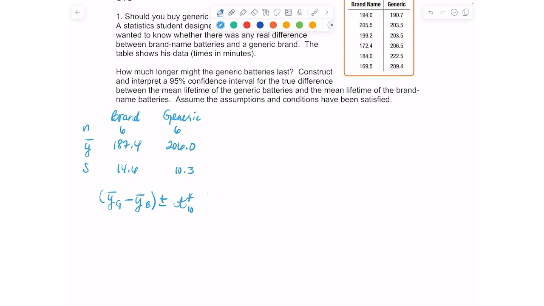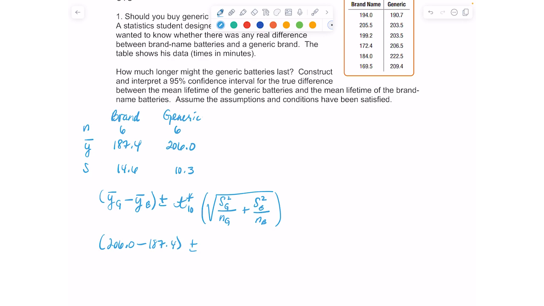And then you've got your standard error. So here you're going to do S, the standard deviation of the generic squared over the sample size for generic, plus the standard deviation of the brand name squared over the sample size for brand. And we're just going to plug in our values here. So here we would get 206 minus 187.4 plus or minus.